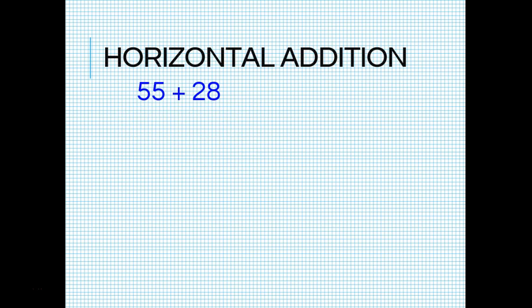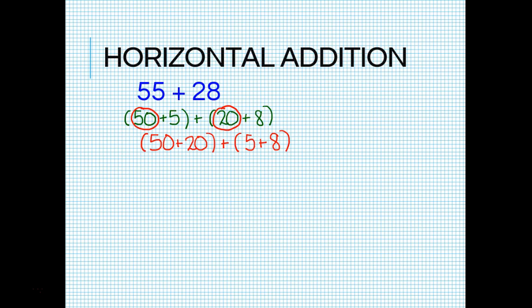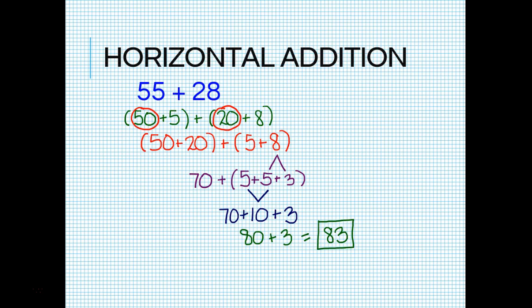This is my last one, 55 plus 28. I can decompose 55 into 50 plus 5 and 28 into 20 plus 8. Now I'll gather my tens and ones so that I have 50 plus 20 and 5 plus 8. 50 plus 20 equals 70, and I can pull another 10 out of my ones. If I decompose 8 into 5 plus 3, I can add my 2 5s to make another 10. So now I'm left with 70 plus 10 plus 3. 70 plus 10 equals 80, and 80 plus 3 equals 83.